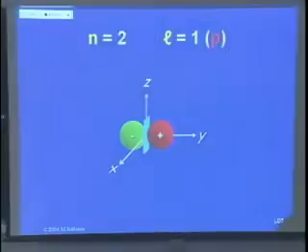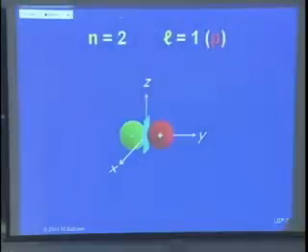We know the label is p. We call it a p orbital. L equals 1 is a p orbital. It doesn't matter what n is. As long as you have L as 1, it's a p orbital. Of course, if you have n equals 3 and it's a p, that would be a 3p orbital, or a 4p orbital. That's just another label. So that p orbital looks very different.